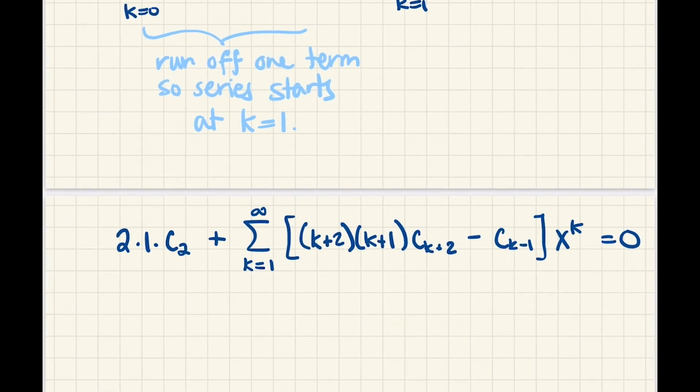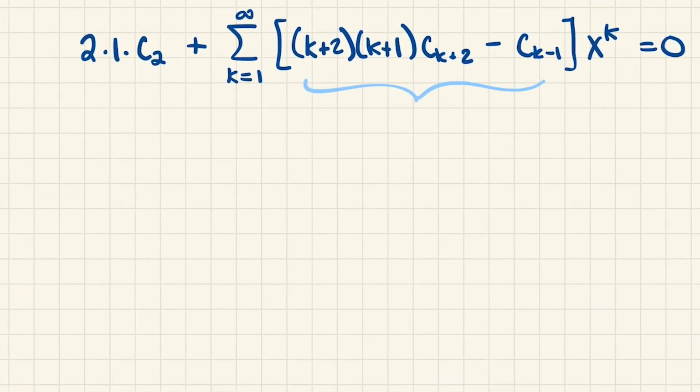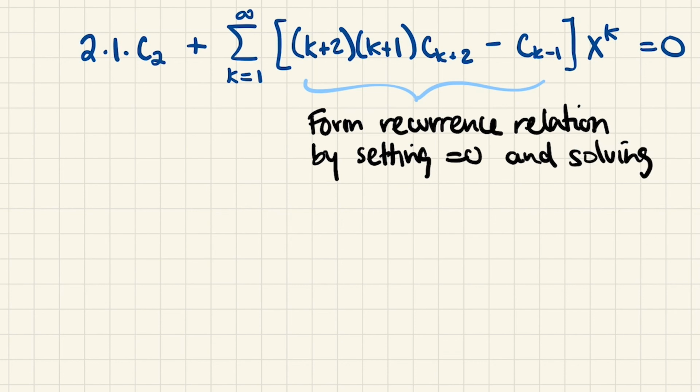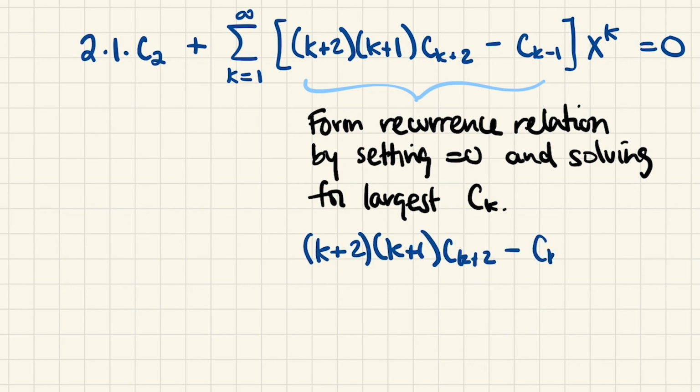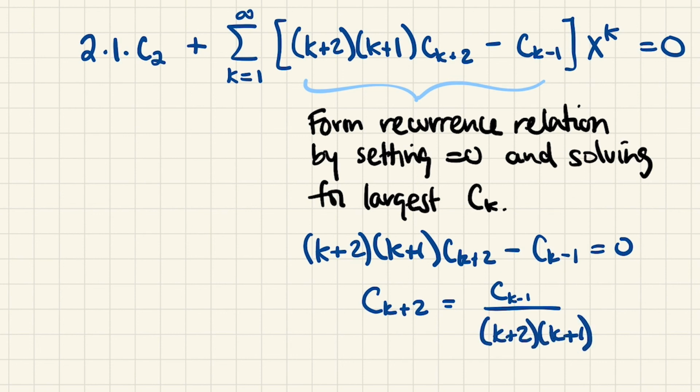All right. Let's form our recurrence relation. So we're going to set this entire coefficient here equal to 0, and we're going to solve for the largest indexed ck, so that would be ck plus 2 in this case. So we can see that ck plus 2 is equal to c sub k minus 1, all divided by the product k plus 2, k plus 1. Okay, and this recurrence relation holds for k greater than or equal to 1. Right? It does not hold for k equaling 0.